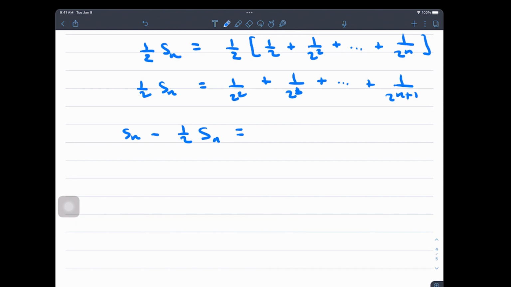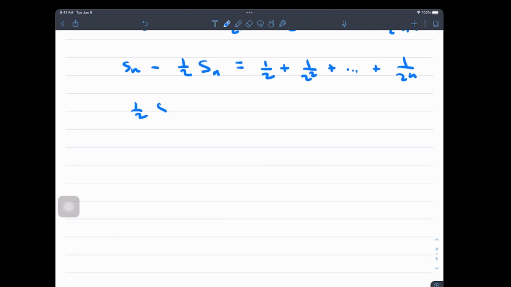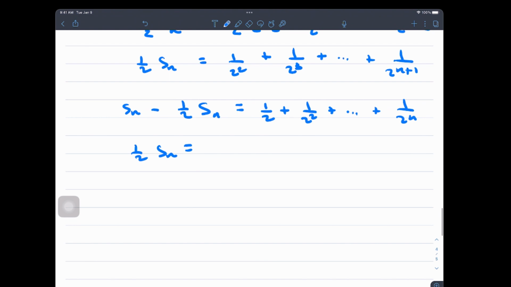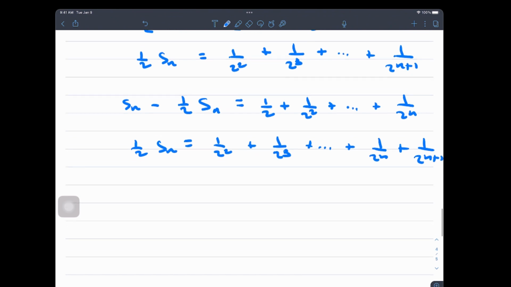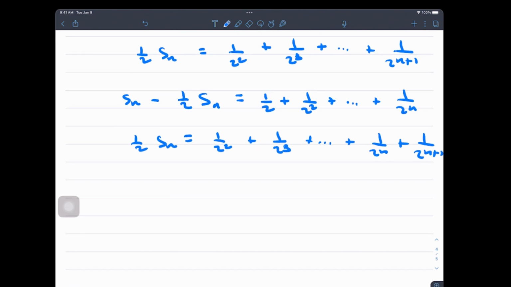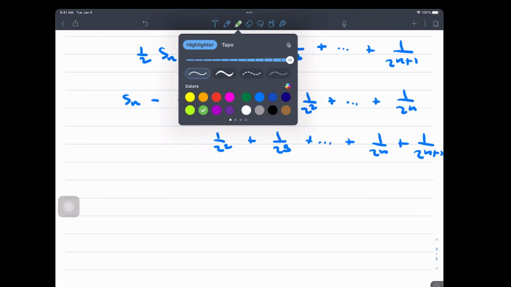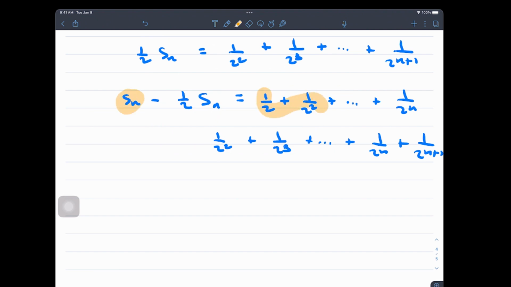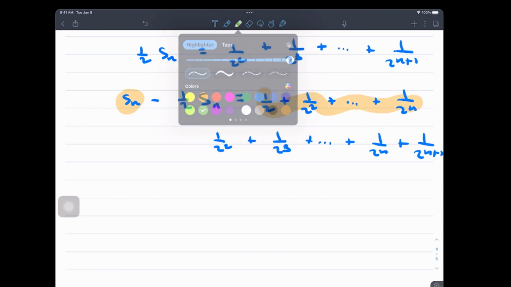So what is Sn again? This is going to be 1/2 plus 1 over 2 squared, and that goes all the way up to 1 over 2 to the nth power now. And then 1/2 Sn, we already figured out what that is. That's right here. It's 1/2 squared plus 1 over 2 cubed, up to 1 over 2 to the n plus 1. So I want you guys to see what I'm doing here. Let's color code this. This is orange, okay? And then this is green here.